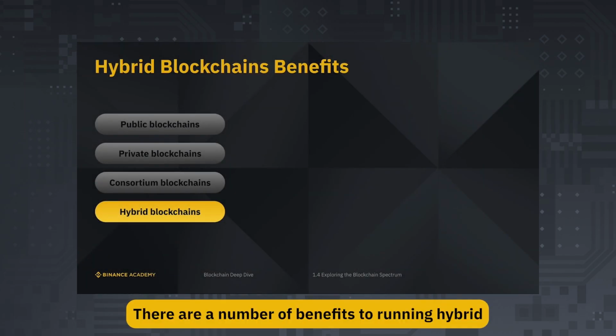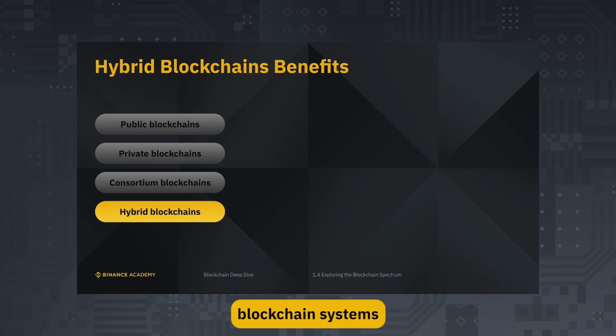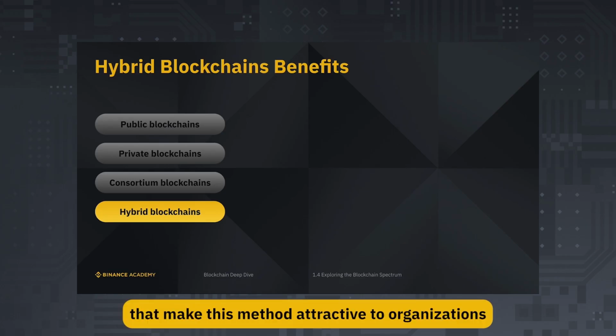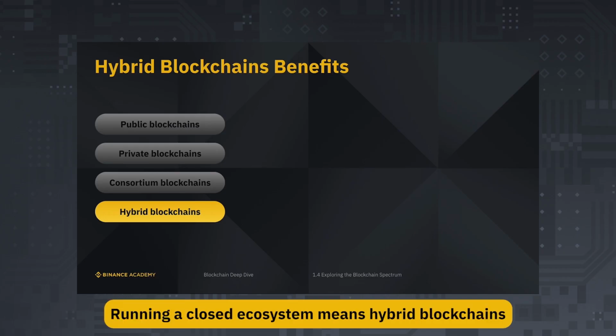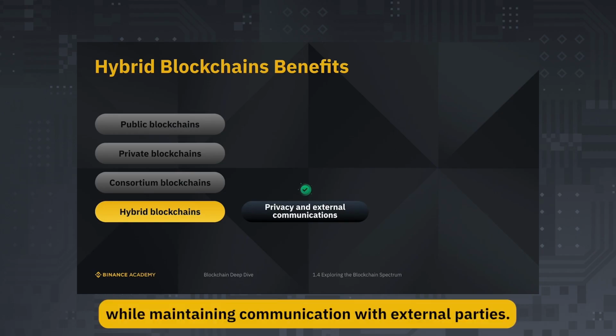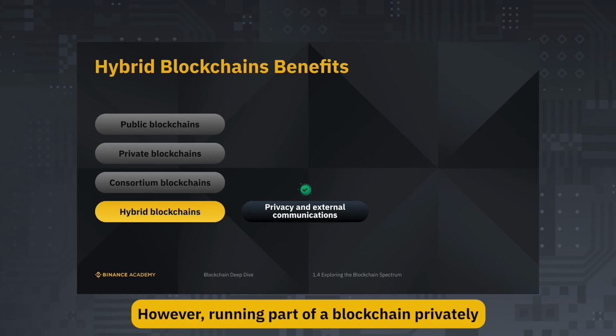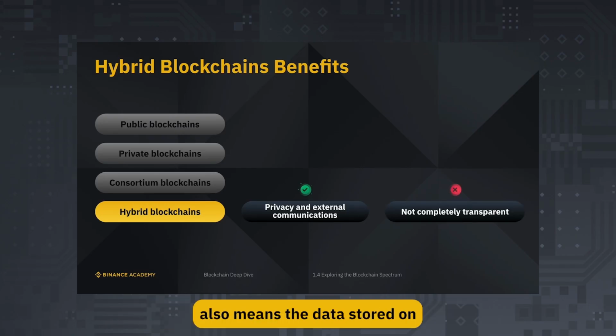There are a number of benefits to running hybrid blockchain systems that make this method attractive to organizations looking to store their data on-chain. Running a closed ecosystem means hybrid blockchains offer privacy while maintaining communication with external parties. However, running part of a blockchain privately also means the data stored on it isn't completely transparent.